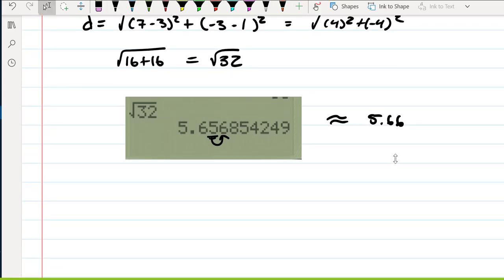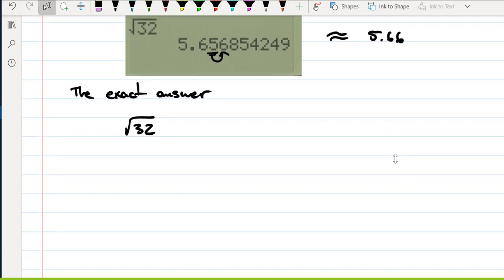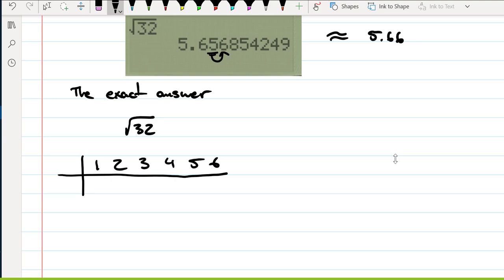The other way it's going to ask for is the exact answer. So the exact answer means we need to simplify the square root of 32. So we need to take out the largest perfect square that is inside of 32. So one way to do this is to just take a list of our perfect squares. 1 squared is 1, 2 squared is 4, 3 squared is 9, 4 squared is 16, 5 squared is 25, and 6 squared is 36.